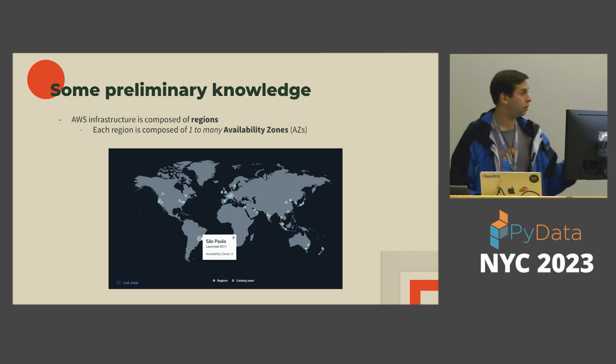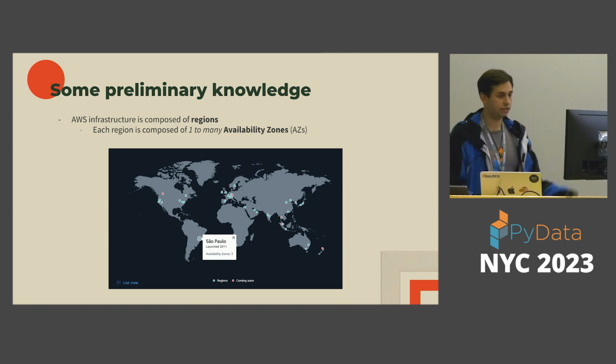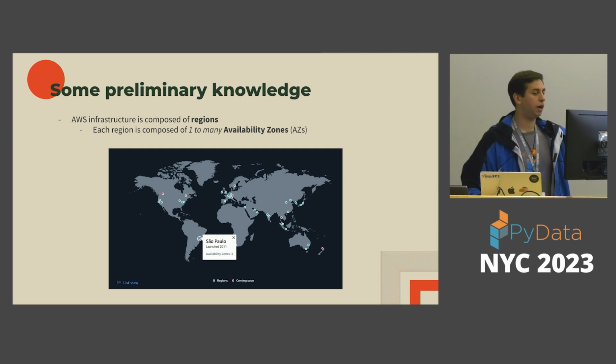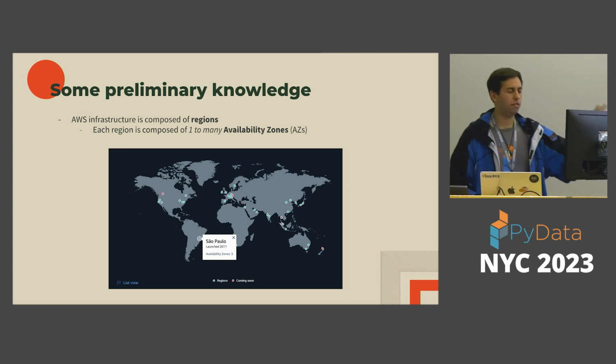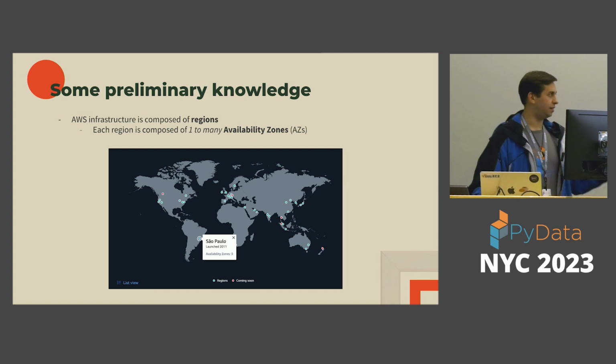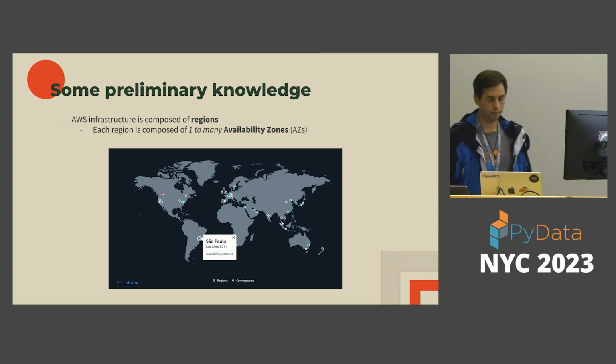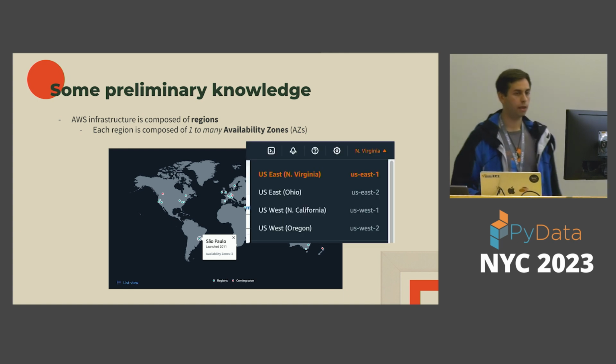This is a map of all the AWS regions that currently exist. And as you can see in Sao Paulo, we have 3 AZs. You can think of every AZ as a data center. So if one AZ goes down and you have your model running in 3 of those AZs, it's going to keep running because just one of them went down.